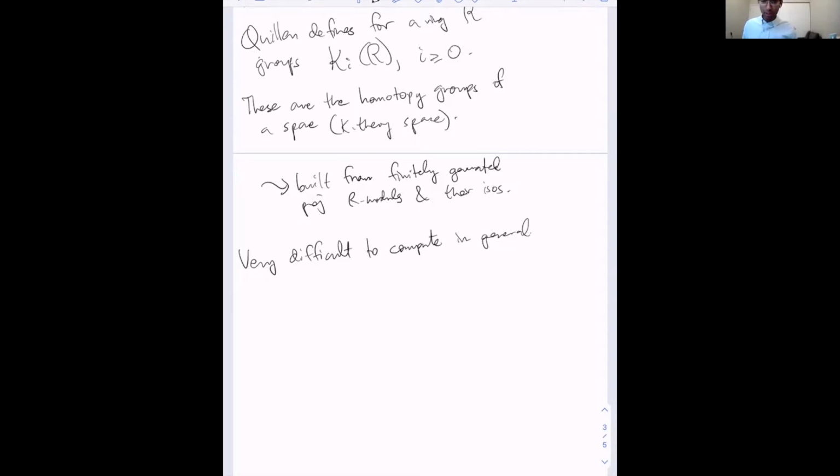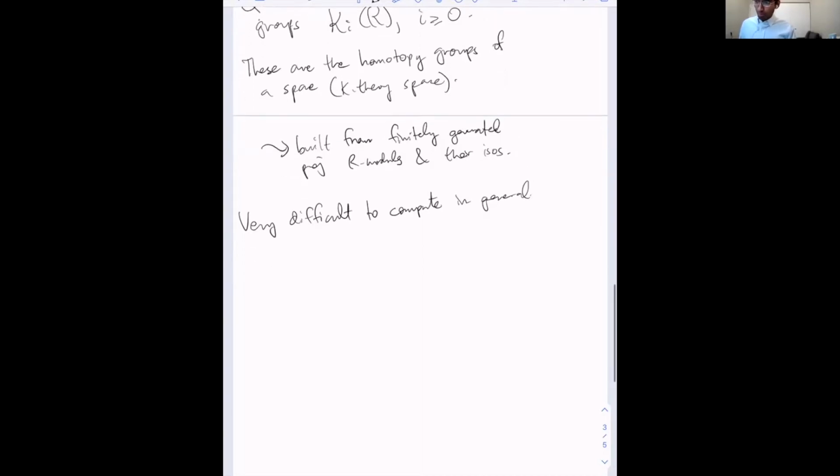known. I guess it's very difficult to compute higher algebraic K-theory in general because it's the homotopy groups of some space, while higher homotopy groups are in general much more difficult to access, and also the space is very difficult to access because it involves these big general linear groups of the ring R.